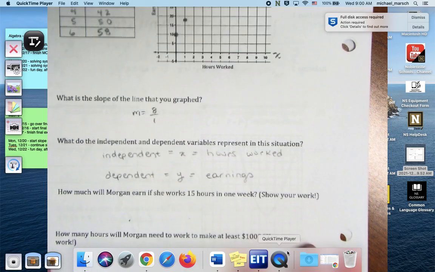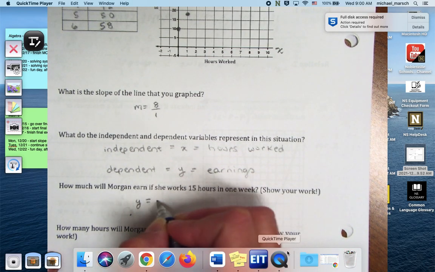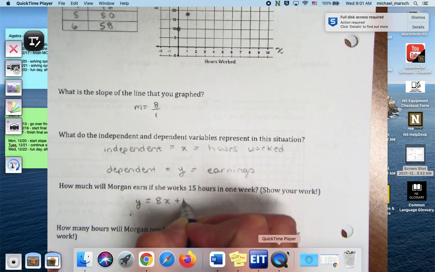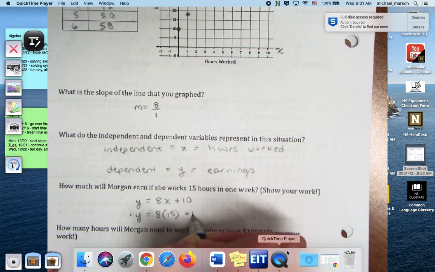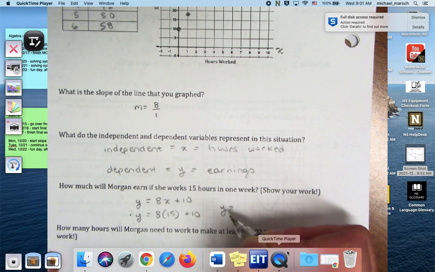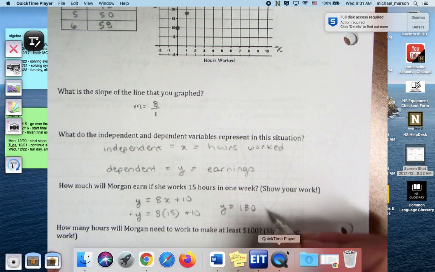How much will she earn if she works 15 hours in 1 week? So I'm going to put that in the function. Y equals 8x plus 10. Y equals 8 times 15 hours plus 10. Y will equal $130.